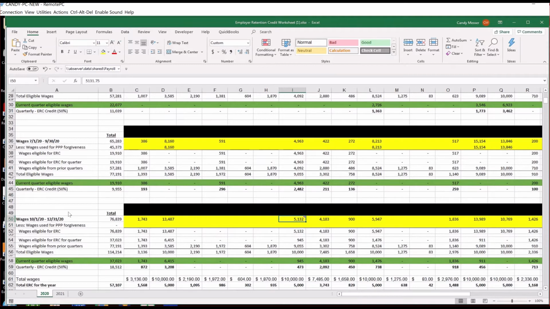And then he's got his fourth quarter. So yet again, he has his total compensation and what he needed for PPP forgiveness. Again, there's nothing remaining in this period that he needed. So his total wages could be subject up to the $76,839.